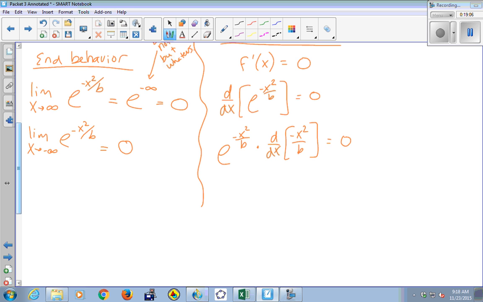Close. Just negative 2x over b. If it helps, think of negative x squared over b as negative 1 over b times x squared. And then you can just do the power rule: negative 2 over b times x, or negative 2x over b. So this is e to the negative x squared over b times negative 2x over b equals 0.